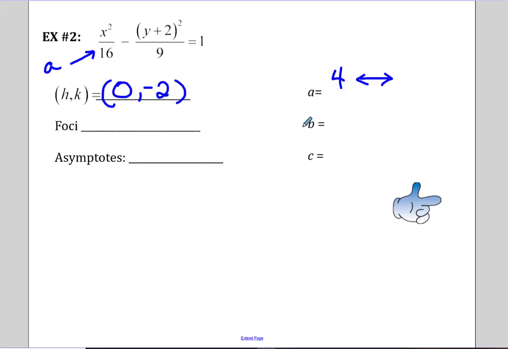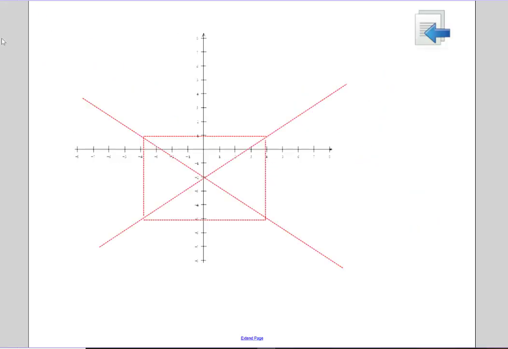The foci, well, let's see, our b value is 3, which would go up and down, and then 16 plus 9, the square root of 25, gives us 5, and it's paired with the a. These two go together, the a and the c, whatever direction, and the b is the opposite direction. So let's see what's going to happen. We're going to go over here to our graph.